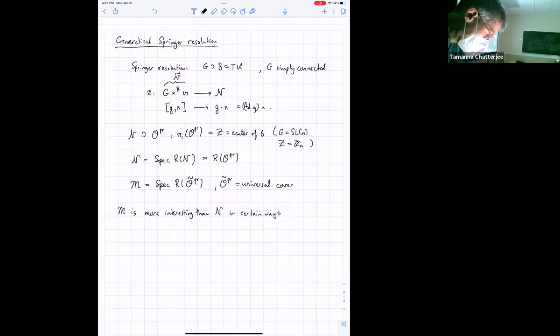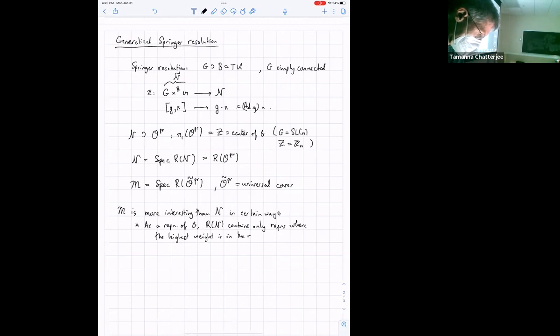For example, as a representation of G, if you decompose the functions on N into finite dimensional representations, it contains only representations where the highest weight is in the root lattice. And each representation occurs with multiplicity equal to the dimension of the zero weight space, which is actually the largest weight space.